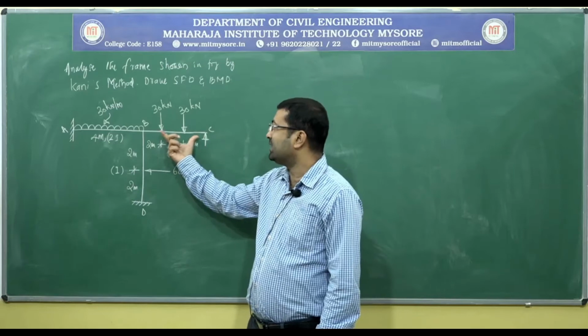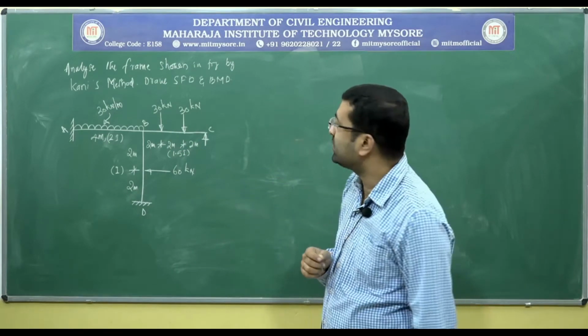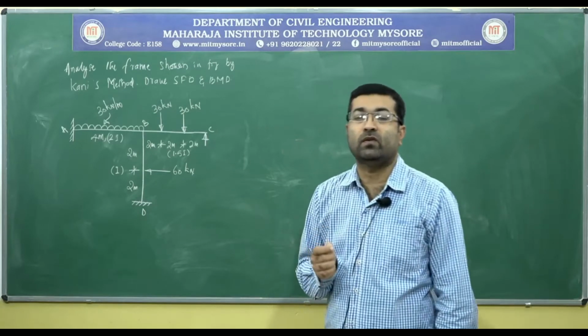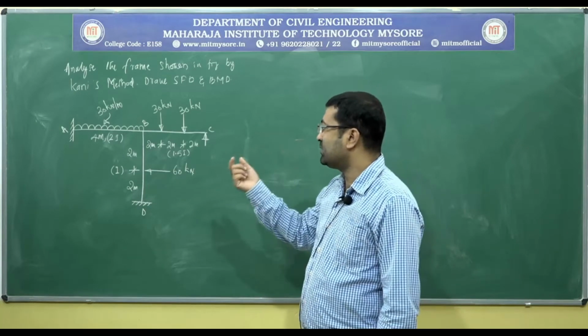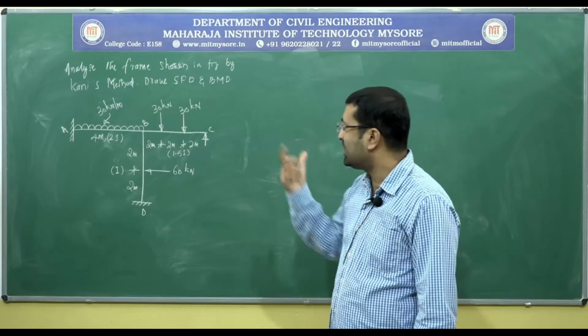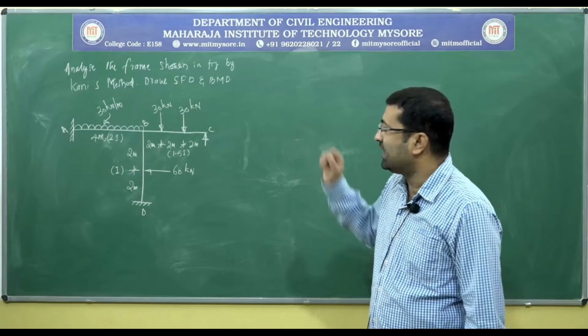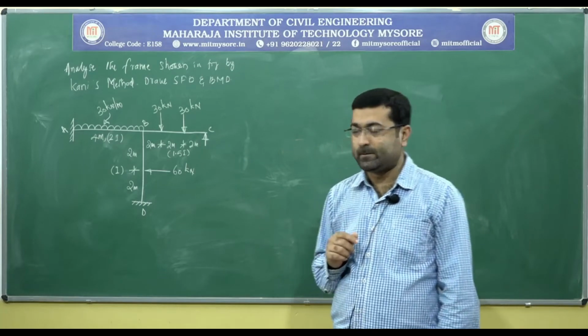And for the span BC, we have two concentrated loads, 30 kilonewtons each. They are placed at a distance of 2 meter and 4 meter from point B. You can see they are equally spaced, 2 meter, 2 meter and 2 meter. The total span of BC is 6 meter, and the I value for the span BC is 1.5 I.